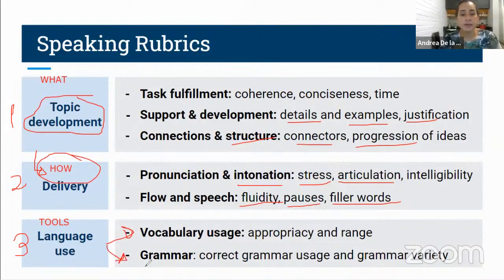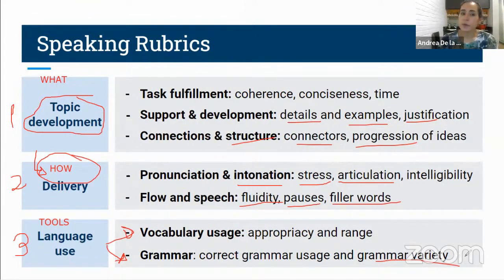And you have grammar, of course, which is, are you making too many mistakes? Are you repeating the same mistakes all over again? Are you struggling with a specific grammar point? And are you showing enough grammar variety? So are you showing the grammar that corresponds to a basic student, to an intermediate one, or to an advanced student? You know, so what grammar are you using in your response?